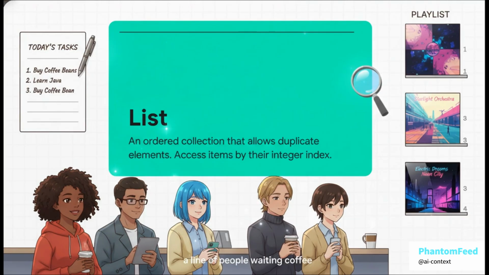The 2 words you need to burn into your brain here are ordered and duplicates allowed. Just think of a to-do list, a music playlist, or people standing in line. The order is everything, and yeah, you can totally have the same song twice in a playlist. You get to items by their position, their index, like pulling a book from a numbered spot on a shelf.